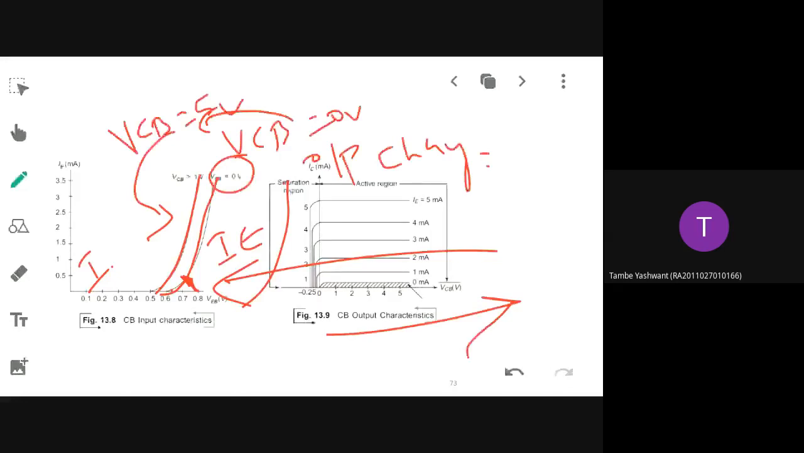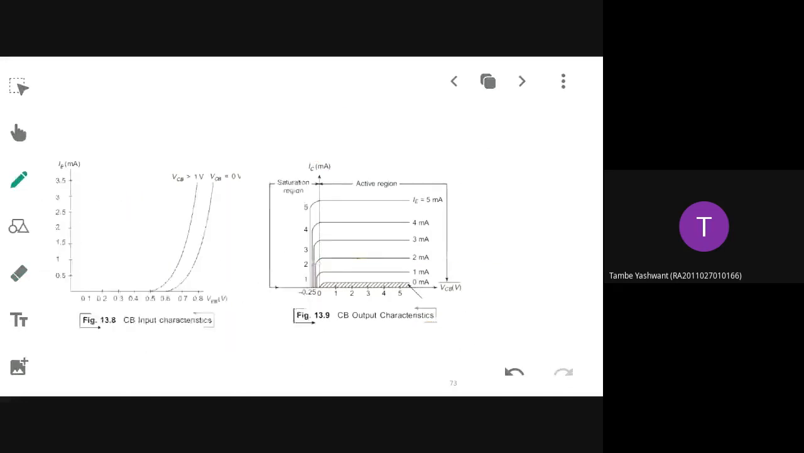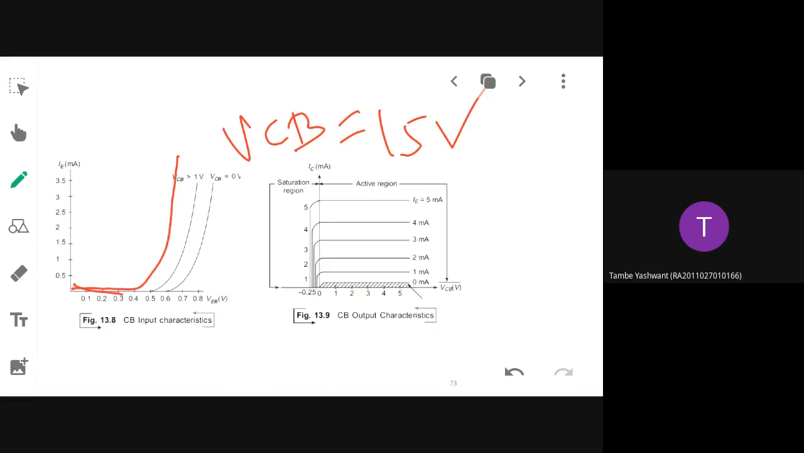Just remember that. Next, if I obtain one more curve by setting VCB equal to 15 volt, it will be more towards the left side. So always with the increase in VCB, the curves will all move to the left side, because if you increase VCB, the increment in IE takes place in an earlier manner. That is why all the curves are getting shifted towards the left.